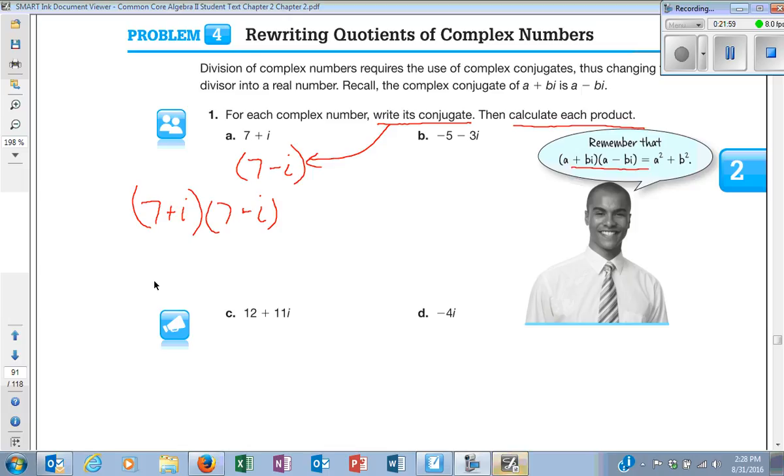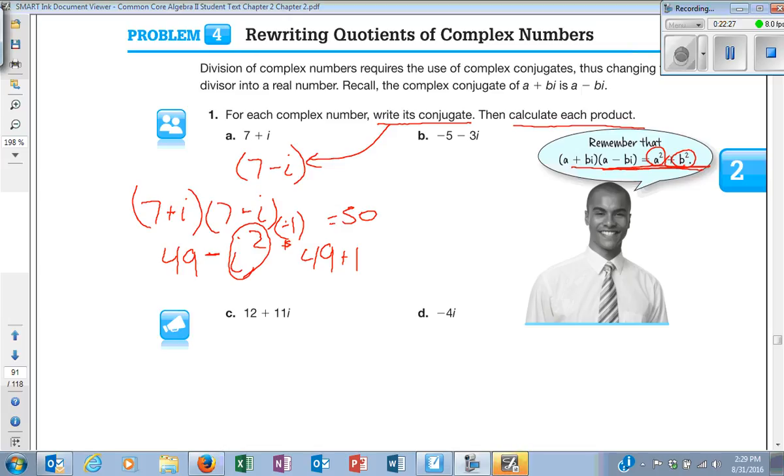Well, this guy right here is telling you, hey, remember, that means you just square a, square b. And so if I square it, I get 49. And then this is going to be a minus, but it's i squared. What happens when you have i squared? It really becomes a negative 1. And a negative minus a negative becomes a positive. So I end up with 49 plus 1, which equals 50.